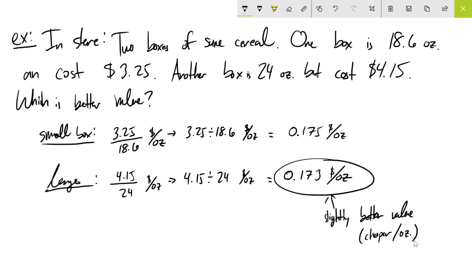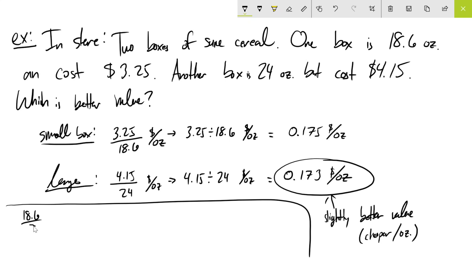All right. Seem reasonable? But again, you have to be careful because what if you accidentally divided the other way? What if you accidentally did 18.6 divided by 325 and 24 divided by 415? You get different numbers, right? So if you do 18.6 divided by 325, what do you get? 5.7. Give me like 3 decimal places. 5.723. And if you do 24 divided by 415, what do you get?